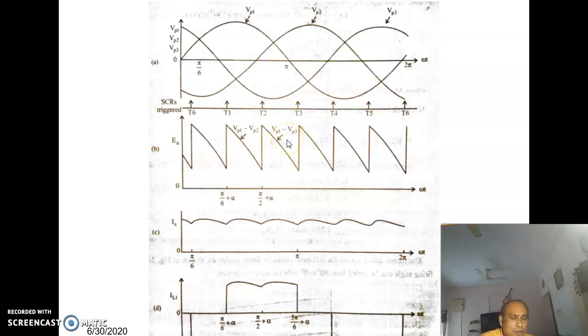Whenever we find the average value of the output voltage, we need to consider one cycle. Here one cycle is from pi by 6 plus alpha to pi by 2 plus alpha. That means it is a 60 degree duration.